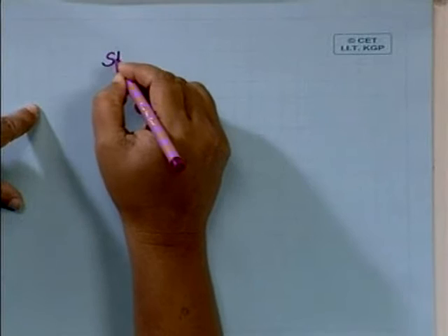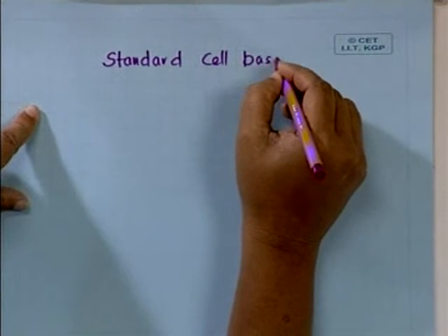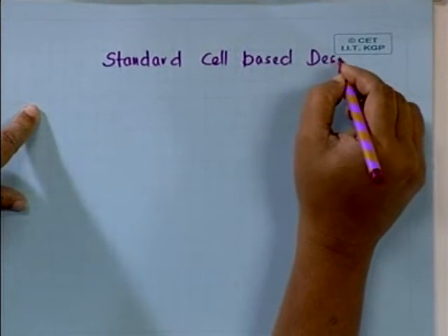Now, another type of approach is cell based design, the standard cell based design. Currently, for the huge complexity of VLSI, that means a huge number of transistors to be used in one IC, the standard cell based design is the most advantageous one. So we can call it standard cell based design.